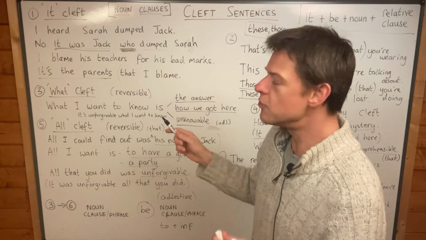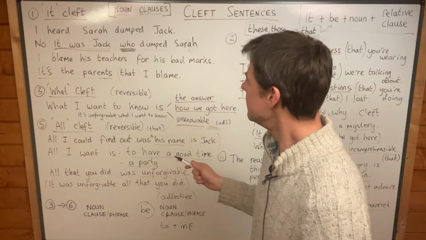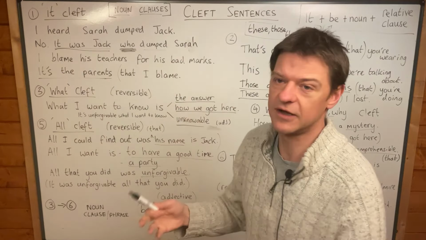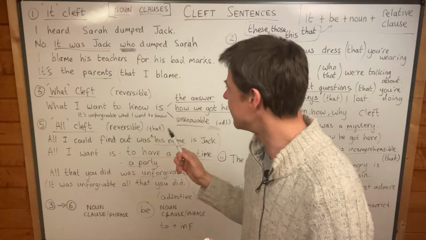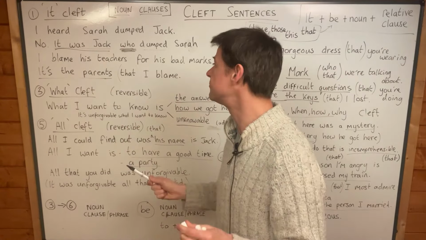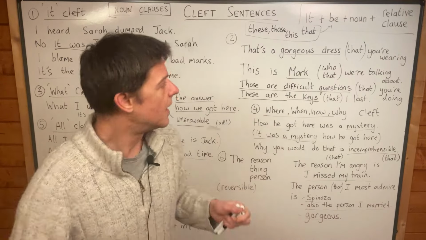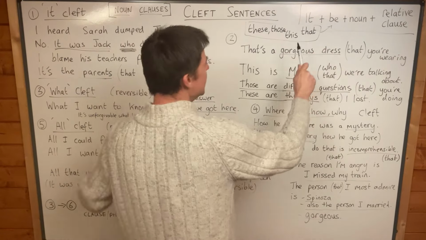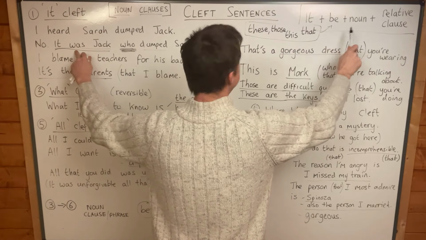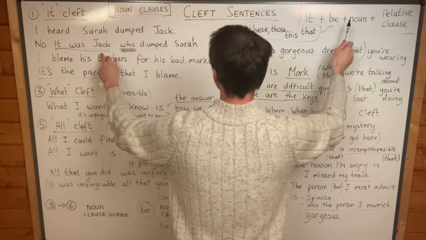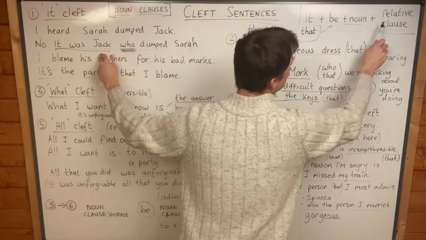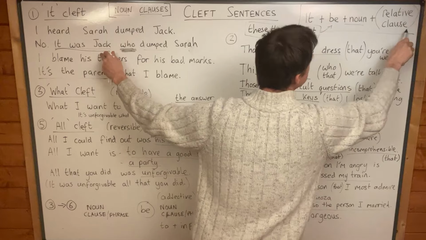And so how can we describe the it cleft? Because we could say just, no, Jack dumped Sarah. There's nothing wrong with that. Obviously, that's correct as well. But this is another way of saying it, and it is a way we very often speak, and so it's very useful. So what you're looking for with the it cleft is it plus the verb to be, was or is, and then a noun, Jack, or it doesn't have to be a person, it could be a thing, and then a relative clause, yeah?